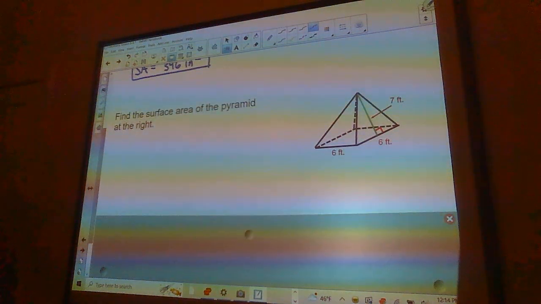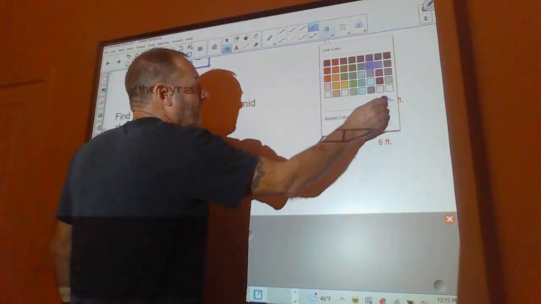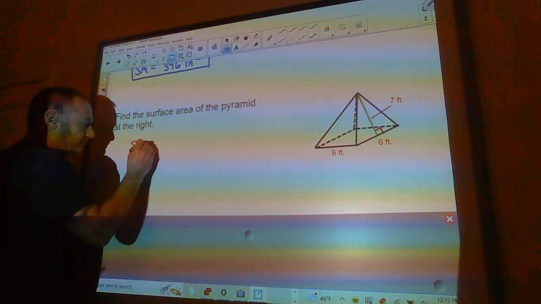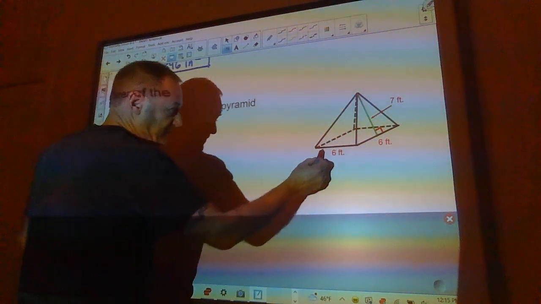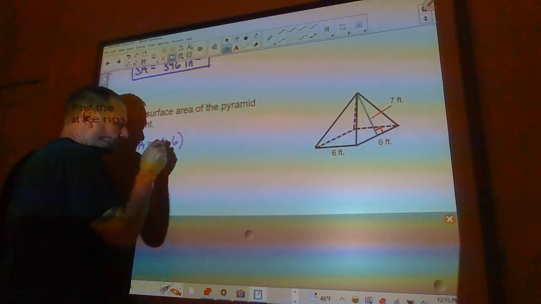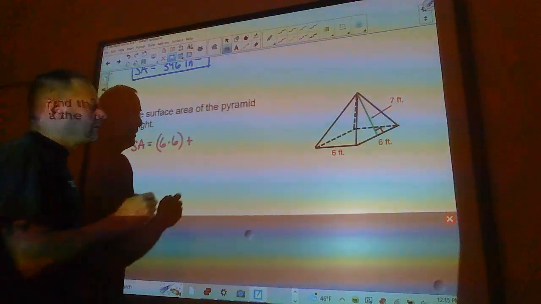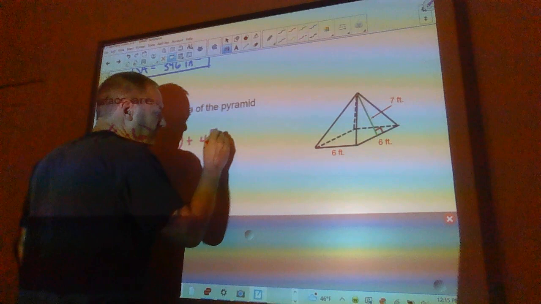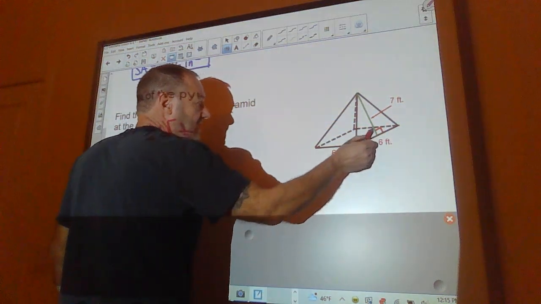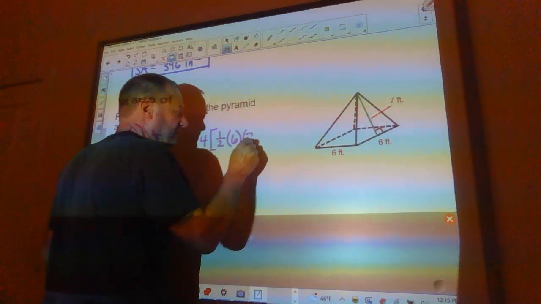Find the surface area of the pyramid. This surface area is going to have the base, which is a square, 6 by 6. And then we've got 4 triangles, and they're all identical. So we're going to do 4 times the triangle formula, half the base times the height. The base is going to be 6, and this is called the slant height right here. That's the height of the triangle, so that's going to be 7.